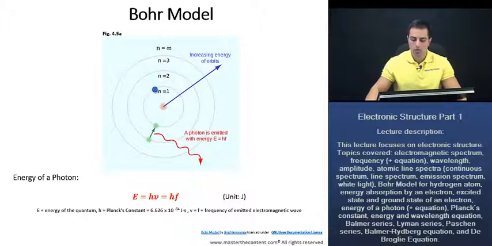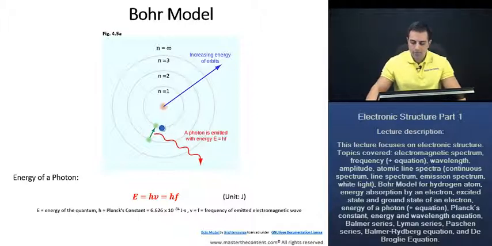Now, we can think of these orbits or these quantum levels as being different energy levels, right? And each energy level has its own specific energy associated with it. And we'll come back to the energies associated with the energy levels in just a moment. But for now, let's take a look at this electron down here.